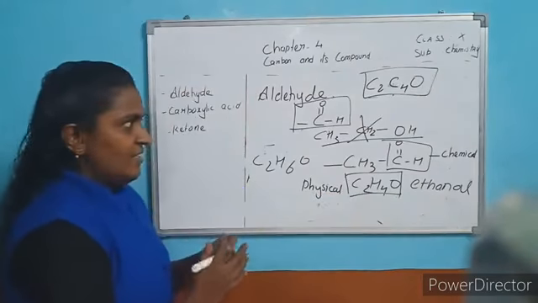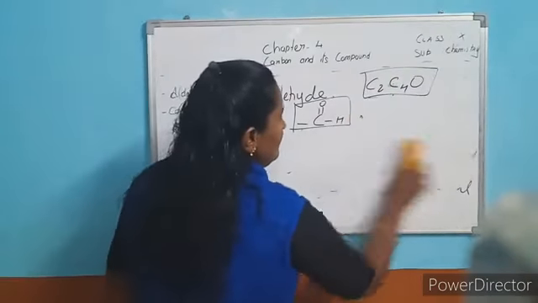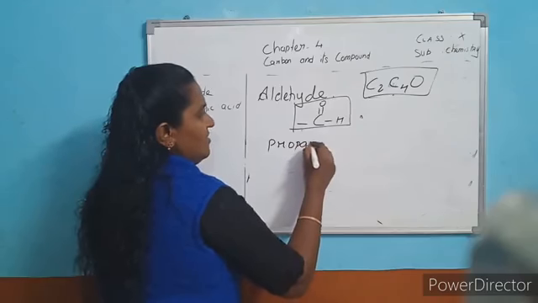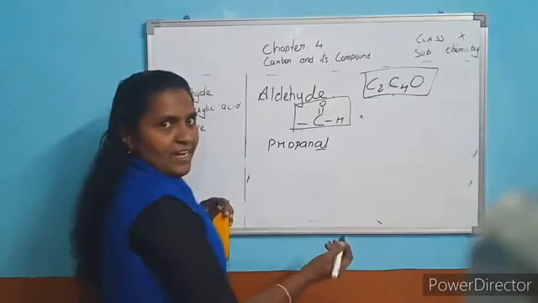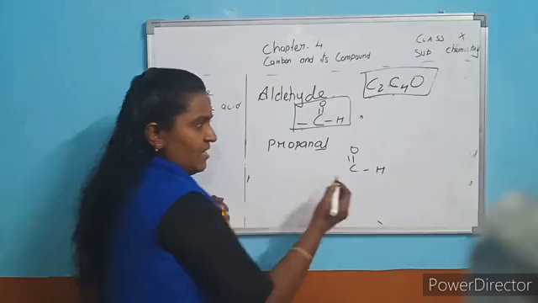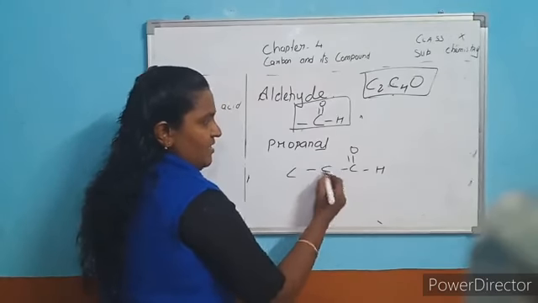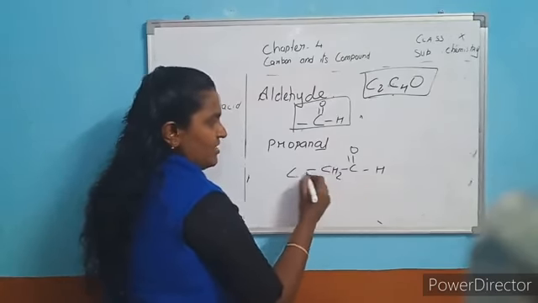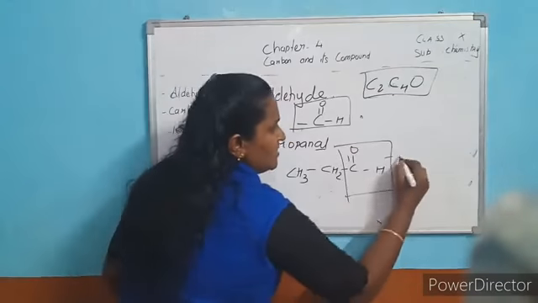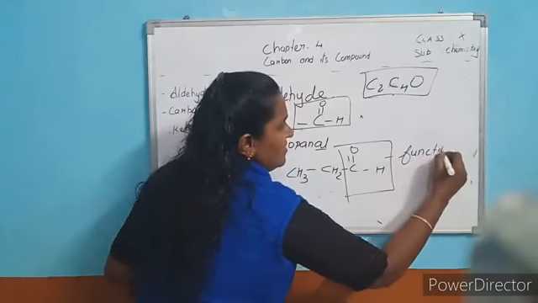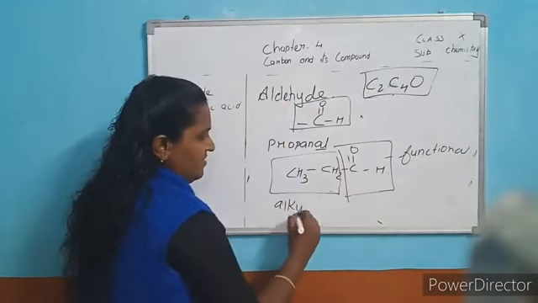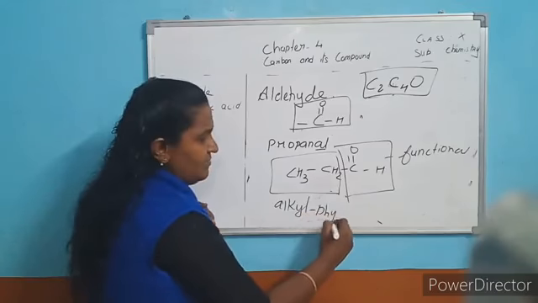Next question is propanal. Al means aldehyde, CHO. Prop means totally you should have 3 carbon. Already you are having 1, more 2. Count the carbon, 2 is there, more 2. This carbon you are having 1 bond, more 3. So this is your functional group. This is your alkyl group, which will determine the physical property.